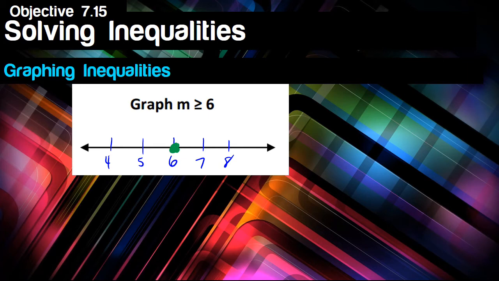Let's start with 7. Is 7 greater than 6? Yep, that's true. What about 8? 8 is greater than 6. Let's test the other side just to make sure. Is 5 greater than 6? Nope, 5 is less than. Same thing with 4. So I'm going to go ahead and fill in my arrow for all the possible solutions for m going to the right.